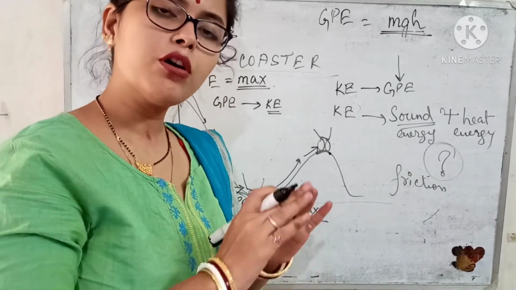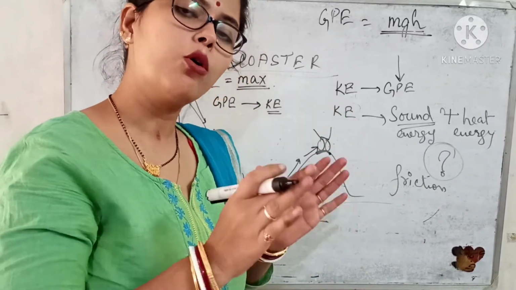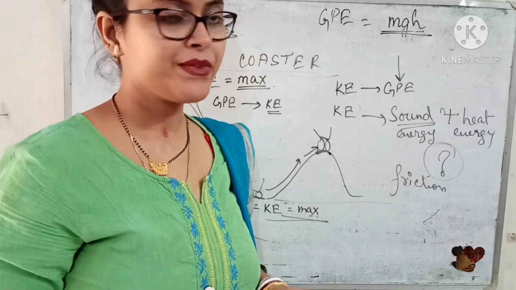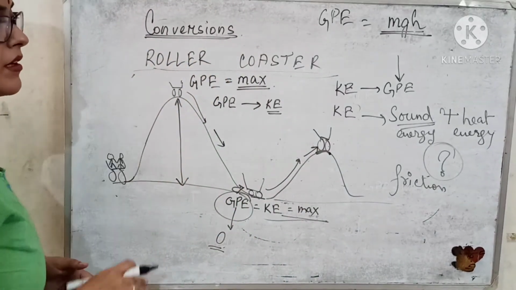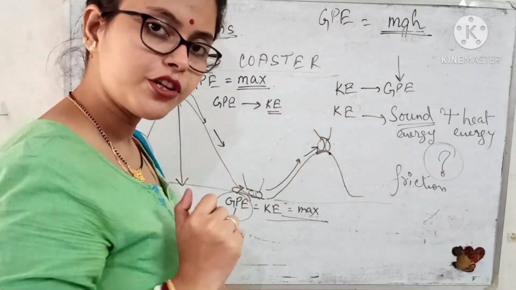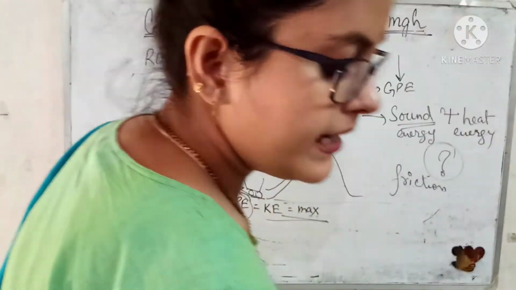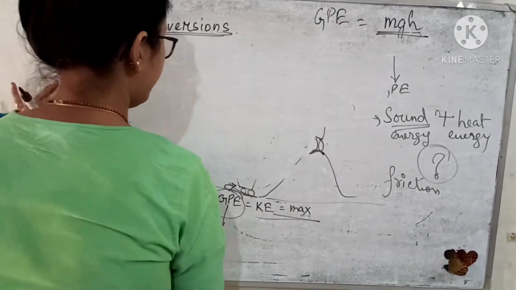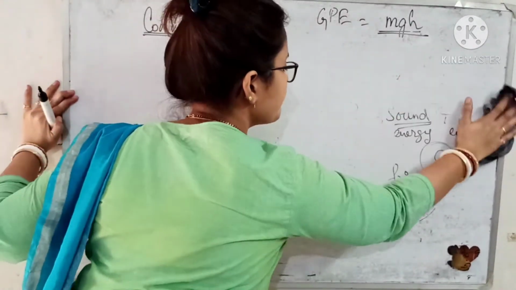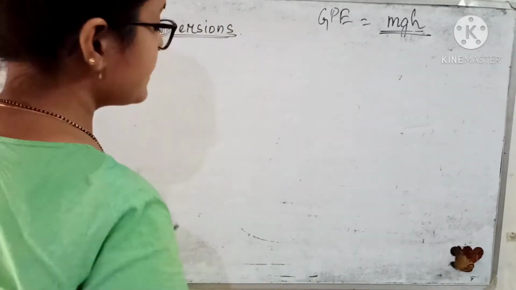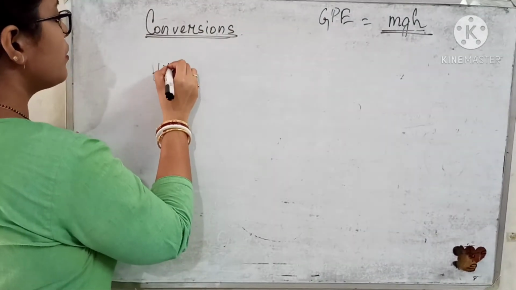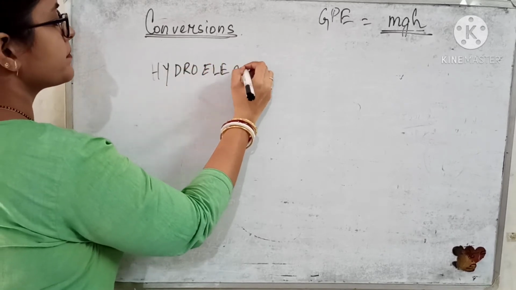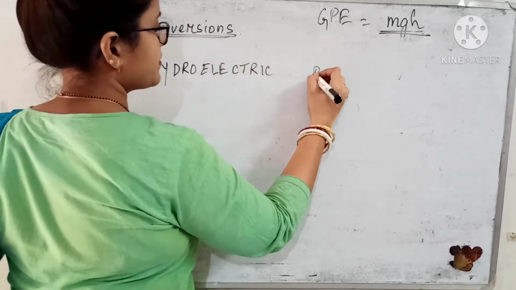So the sum total of all the forms of the energies always remains constant by the law of conservation of energy. So this is another example where there is interconversions of energies. Let us see another example which is a very important one. That is hydroelectric plant.